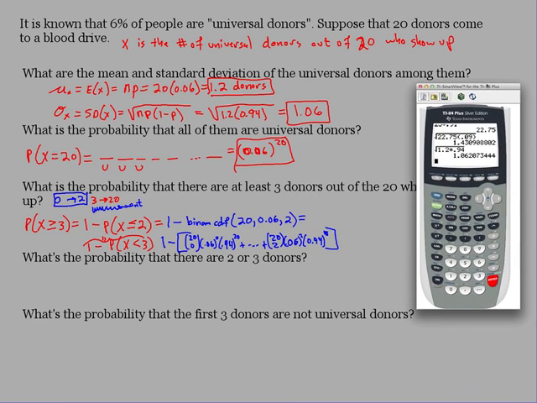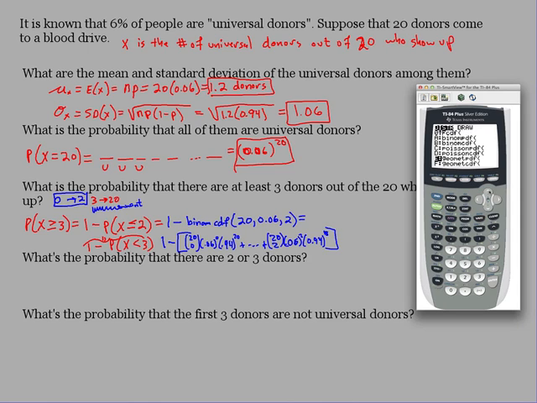Let's move this in a little bit. This would be 1 minus second distribution. Let's go up to binomial CDF, because I need 0 all the way up to 2. So I want 20, comma 0.06, comma 2. That's going to add 0, 1, and 2 all together. Find that, subtract it, so the answer will be 0.115.